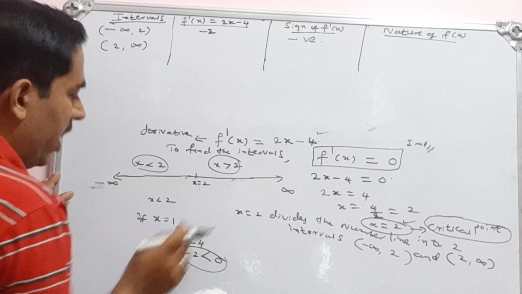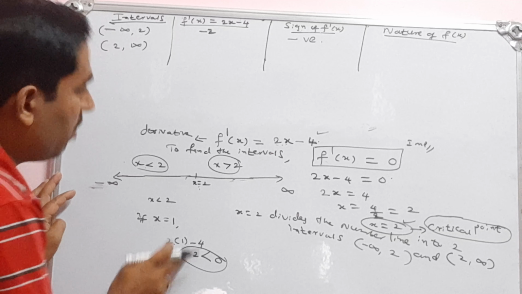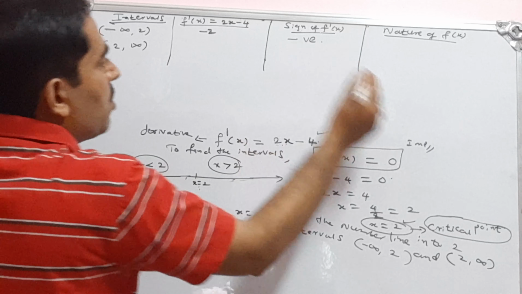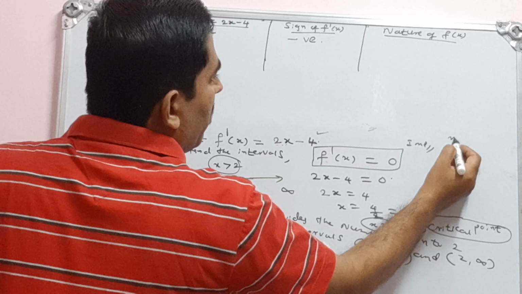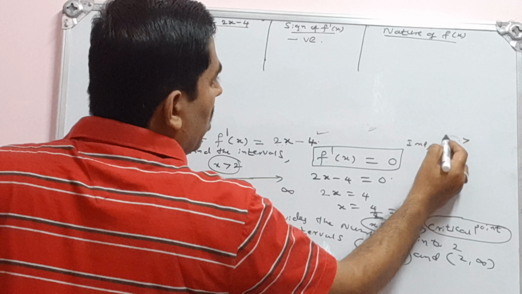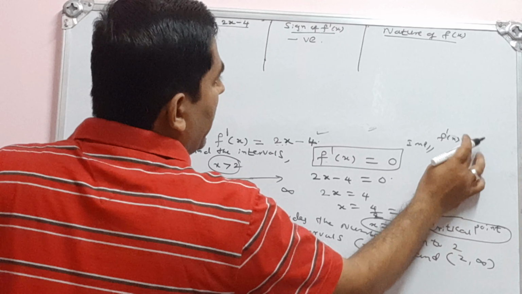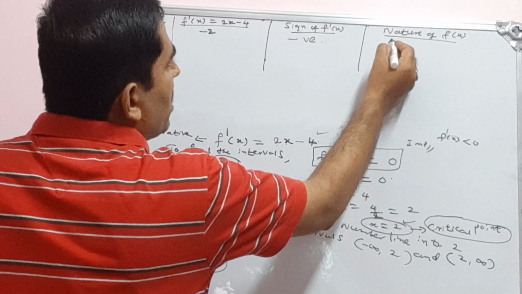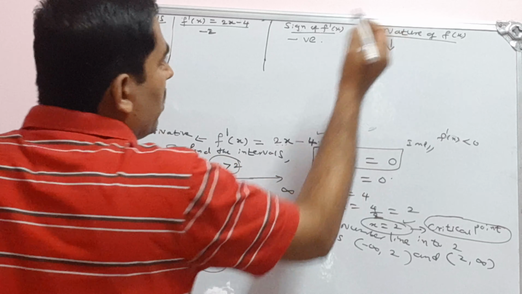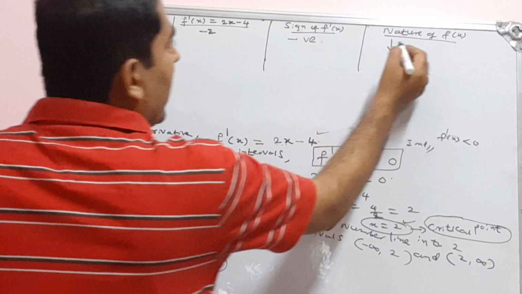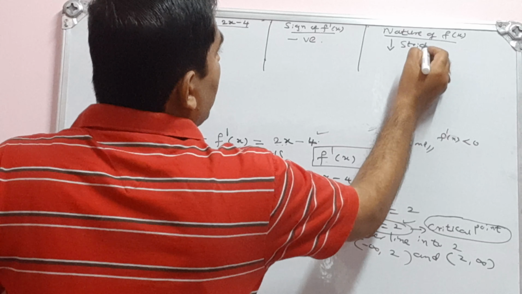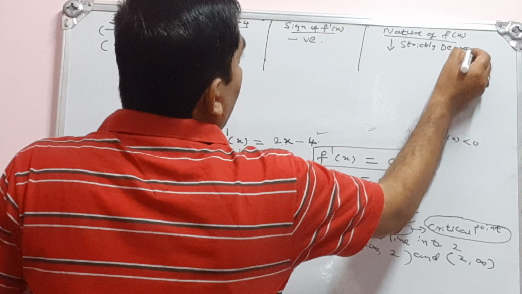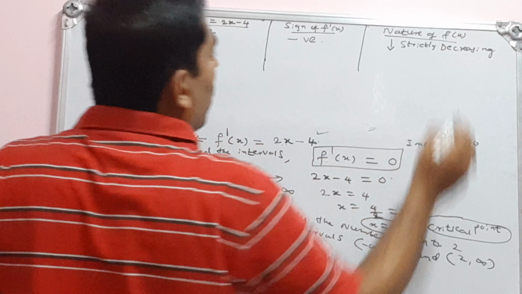See, you can take any value. I have taken 1, so I got a negative value. So that's why I have written this. The sign of the derivative is negative. See, what is the notation here? If the slope of the tangent, or the derivative, is negative, then what is the function? The function is decreasing, or strictly decreasing. Okay, I hope you are understanding this.